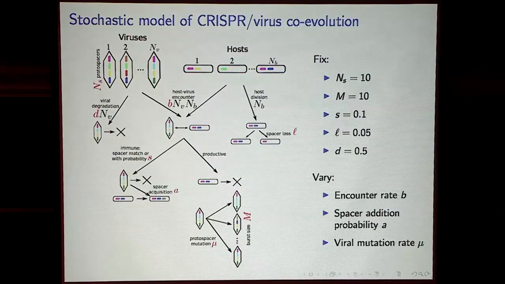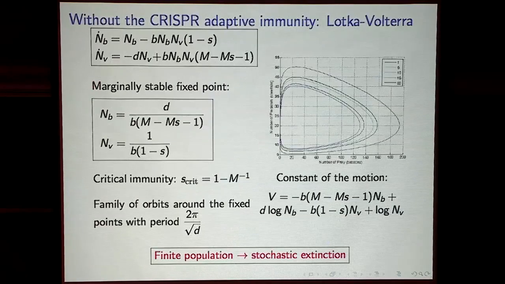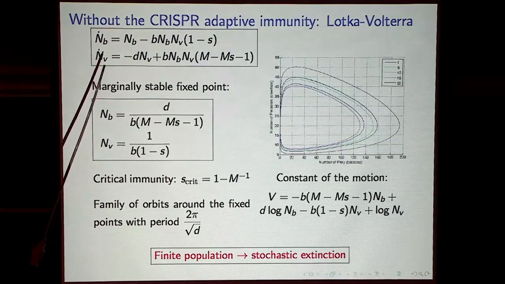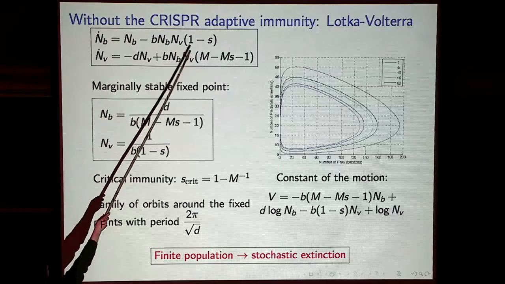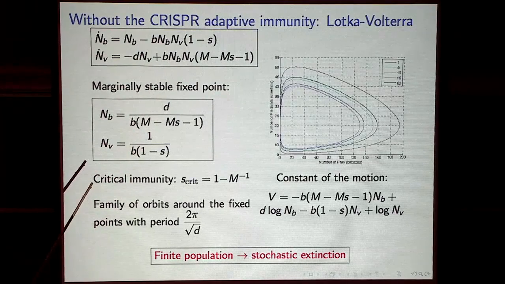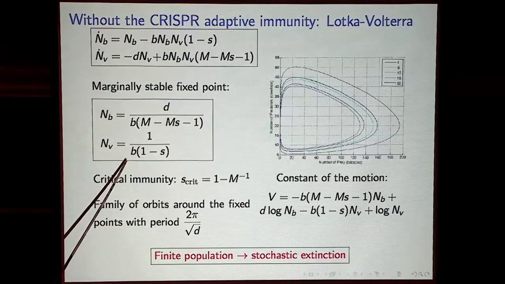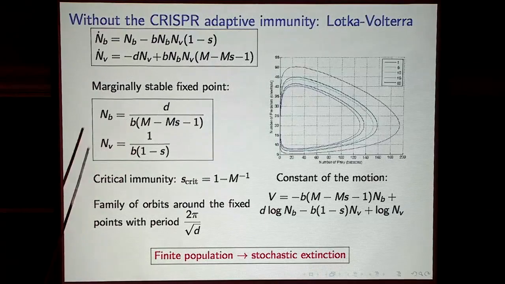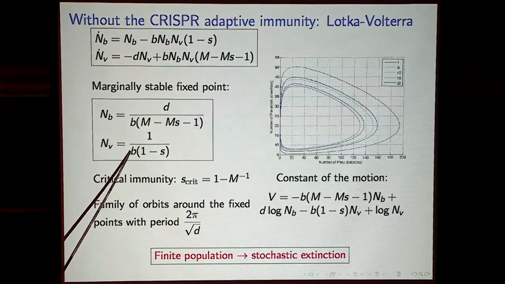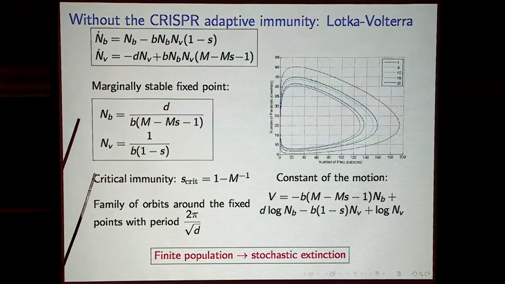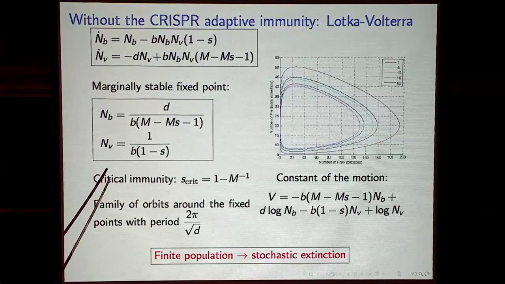So in the absence of CRISPR immunity, what you get is a canonical Lotka-Volterra system. Basically, hosts grow, viruses degrade, and these terms have to do with interactions, productive and immune. It is well known that there's a fixed point, and the population sizes of viruses and hosts are inversely proportional to this encounter rate B. This encounter rate B sets the characteristic population size and therefore the characteristic strength of fluctuations. The larger the population size, the smaller the fluctuations.